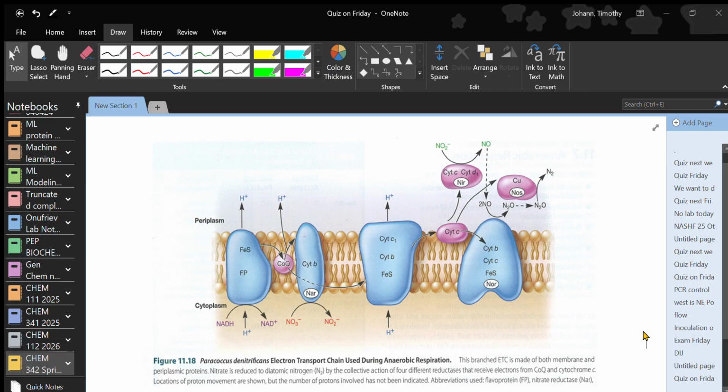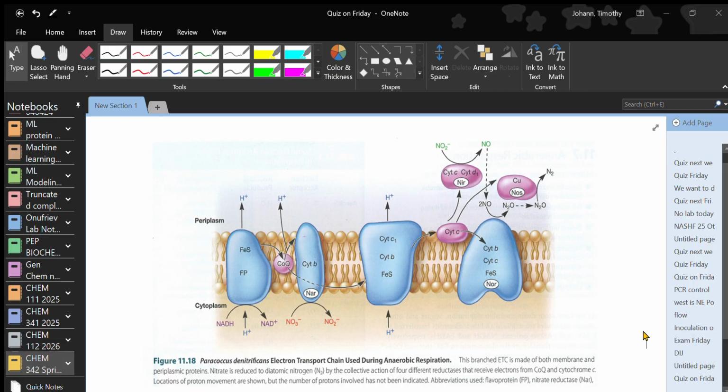What's going on in this part based on what we know about our other electron transport chains? It's anaerobic. So what happens when it's aerobic at the end of your electron transport chain? Oxygen's your final electron acceptor. So here the nitrogen is acting as the final electron acceptor. It's more complicated, but we end up with N2 as our final electron acceptor. So it's all stuff we've learned before.